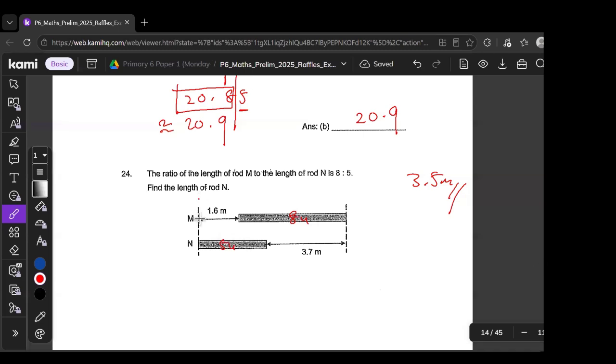Do you realize that on top, 1.6 meter plus 8 units is the same as 5 units plus 3.7.